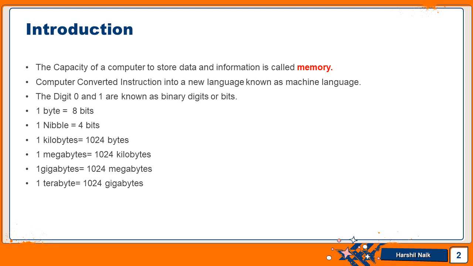Other units for measuring computer memory are kilobyte, megabyte, gigabyte, etc. Here you can see many measurements of computer memory. 1 byte equals 8 bits, 1 nibble equals 4 bits, 1 kilobyte equals 1024 bytes, 1 megabyte equals 1024 kilobytes, 1 gigabyte equals 1024 megabytes, 1 terabyte equals 1024 gigabytes.